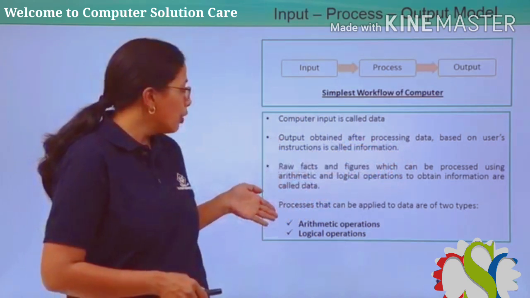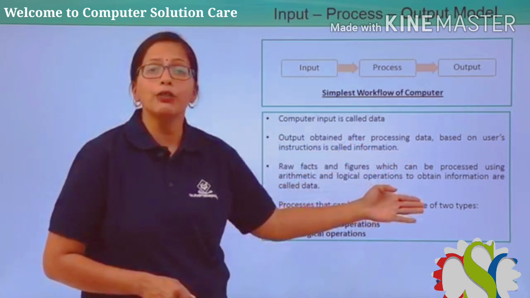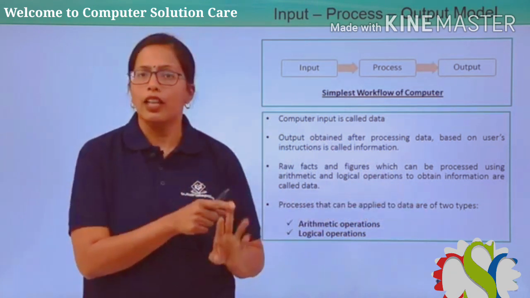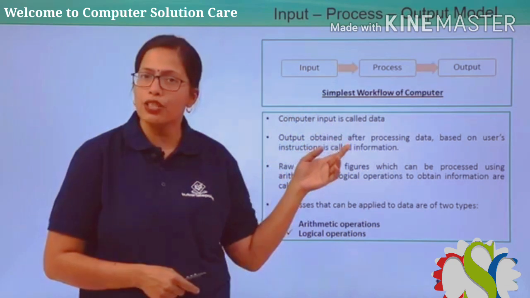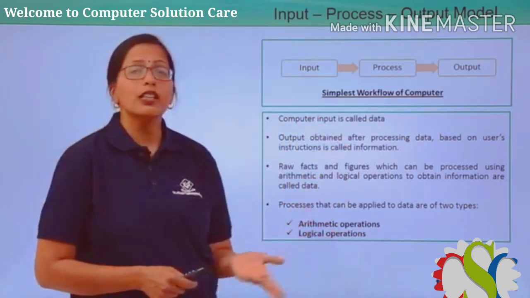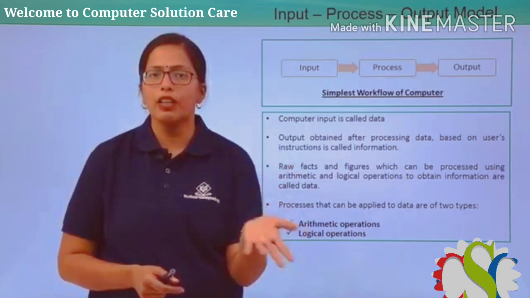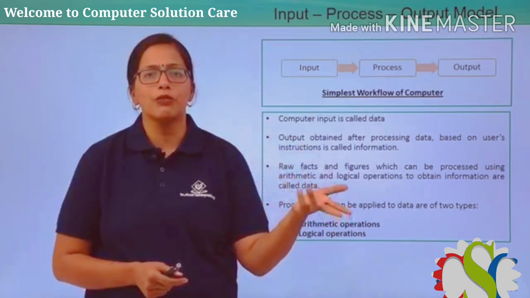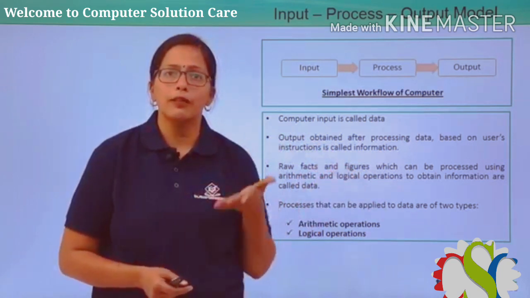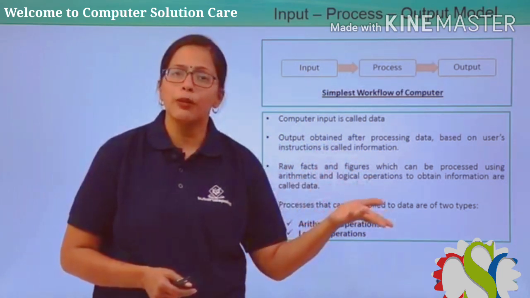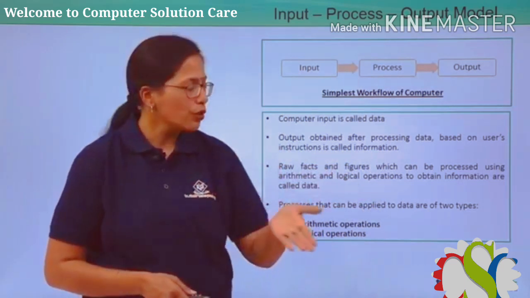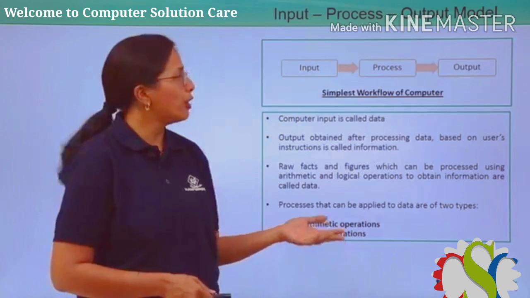So this brings us to the processes that can be applied to the data, which are of two types: arithmetic and logical. Arithmetic, an example I have given you just now: addition, subtraction, multiplication. What are logical operations? If I want to compare something, I give two numbers and I ask the computer to say which is greater. So I give the same two numbers, 2 and 3, but my instruction is to compare the two numbers and tell me which is greater. So it will tell me the answer as 3. So that will be a logical operation.